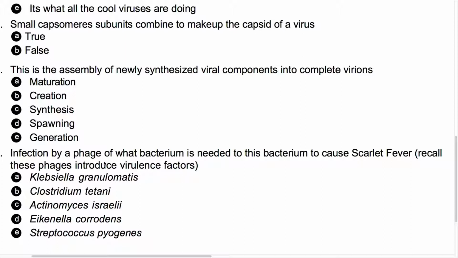Okay, so lysogenic conversion. Lots of bacteria are made more pathogenic because of this action. So Streptococcus pyogenes is just one example. E. coli is another one. Cholera, another example.